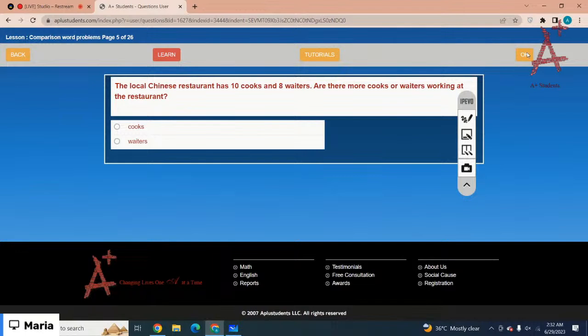Yes, 10 cooks and 8 waiters. So 10 is greater than 8. That means the restaurant has more cooks than waiters. Cooks is the correct option.